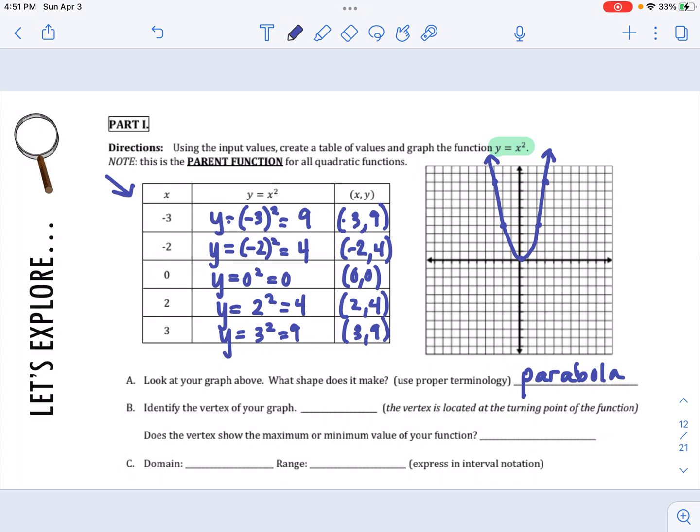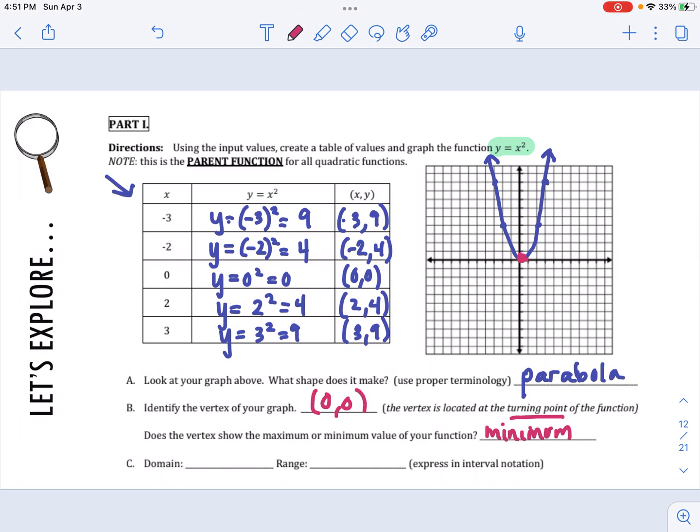Now we're going to look at that vertex. Remember that the vertex is that maximum point or the minimum point, and in this case, since the graph is facing upwards, it's a minimum, and it's that turning point of the graph. So my vertex here is (0, 0), and since it's the lowest part of my graph, it's a minimum value.